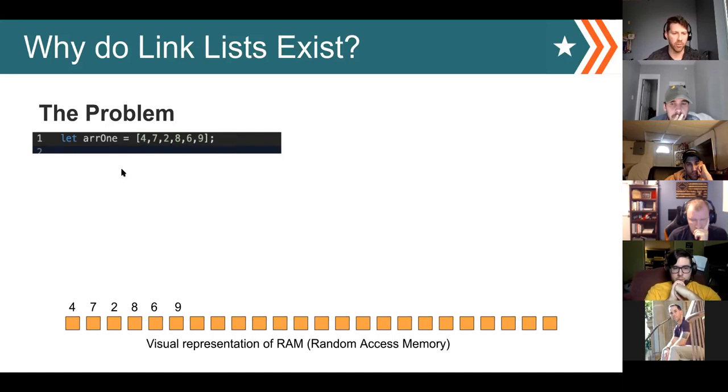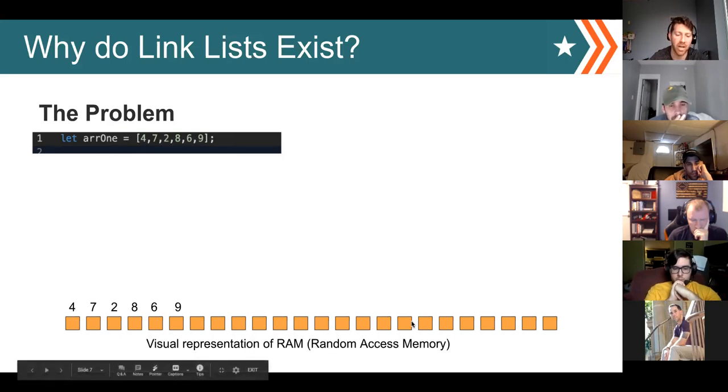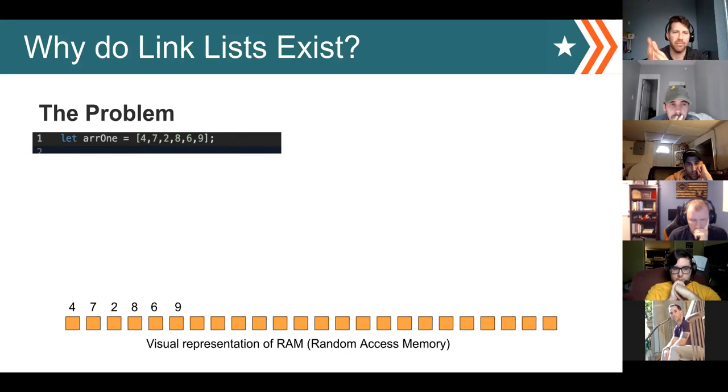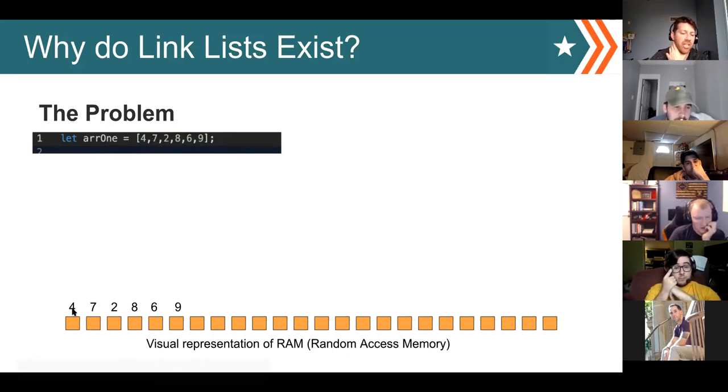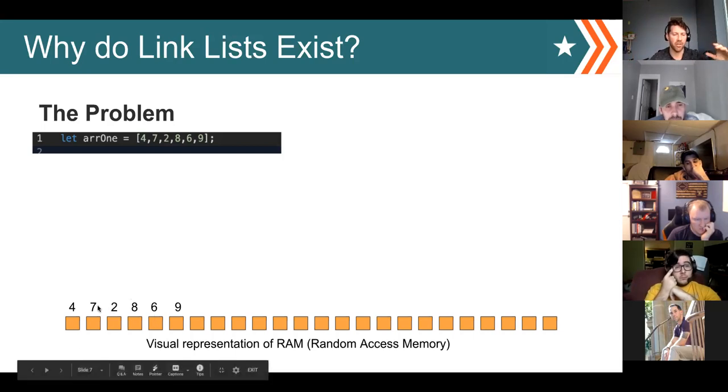That variable array 1 is stored in memory, which is represented down here. It's a visual representation of RAM, the random access memory on your machine. Each one of these yellow blocks is a memory address. Think of it like a block of street in your neighborhood, where each house is a memory address. When we store array 1, each number must be stored all next to each other in memory, so right next to each address is stored 4, 7, 2, 8, 6, and 9.